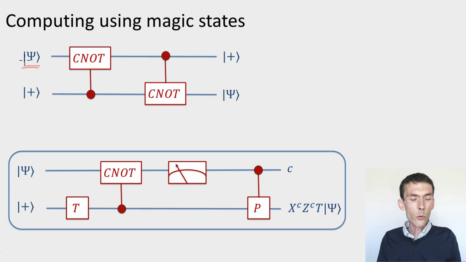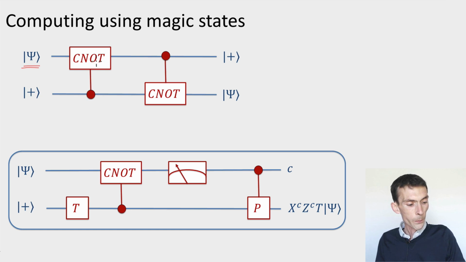Instead, we want to do it using simpler building blocks, arguably simpler, which are either the CNOT gate or a measurement in the computational basis. So let's see how we would do this. First, what I drew for you is a circuit which just swaps the two states. You control on the plus state here, and controlled on plus, you apply a NOT on the psi state.